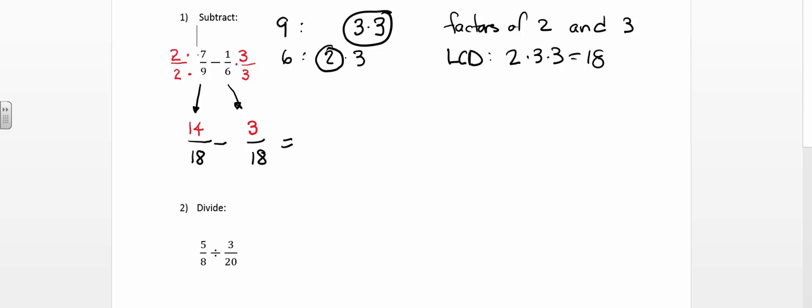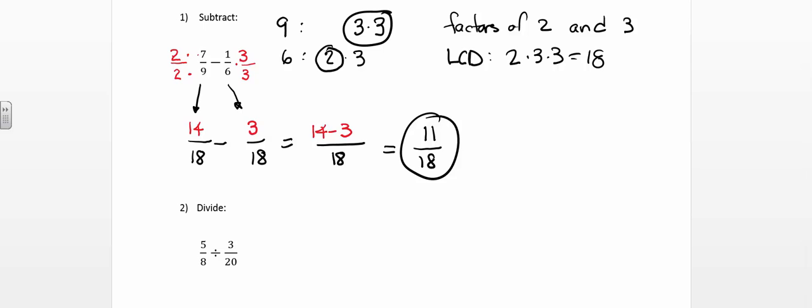So once I have my common denominator, I'm going to go ahead and put that in the bottom, and I simply do the operation that I have with my numerators. So I have 14 minus 3 on top, and I go ahead and do the subtraction. 14 minus 3 is 11 over 18, and that's my answer. So 7/9 minus 1/6 is 11/18.